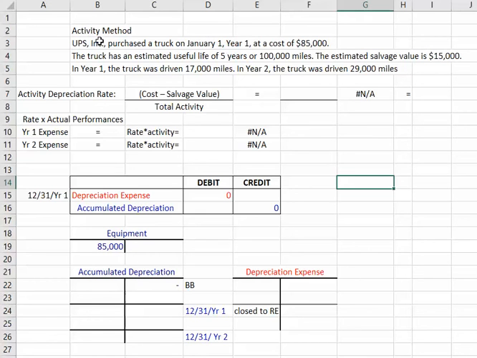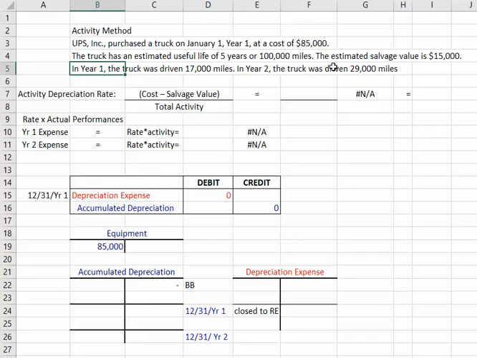Here I'm going to use the activity method of depreciation. We have a truck that was purchased on January 1 for $85,000, so you would debit the equipment account and probably credit cash or payable. As far as the company's expectations, they estimate that the truck will be used for 5 years and over 100,000 miles. We're going to use activity method, so the number of years is not relevant.